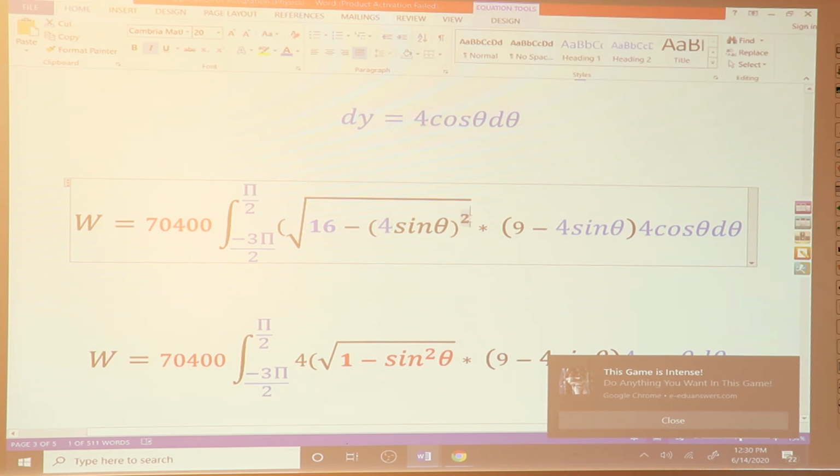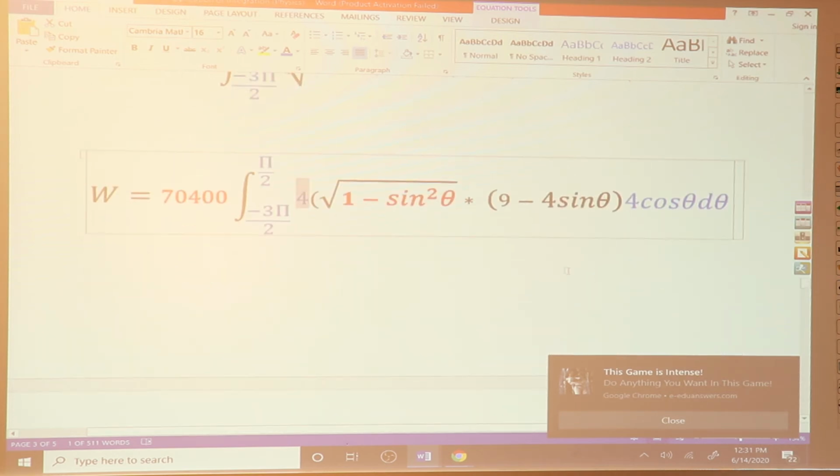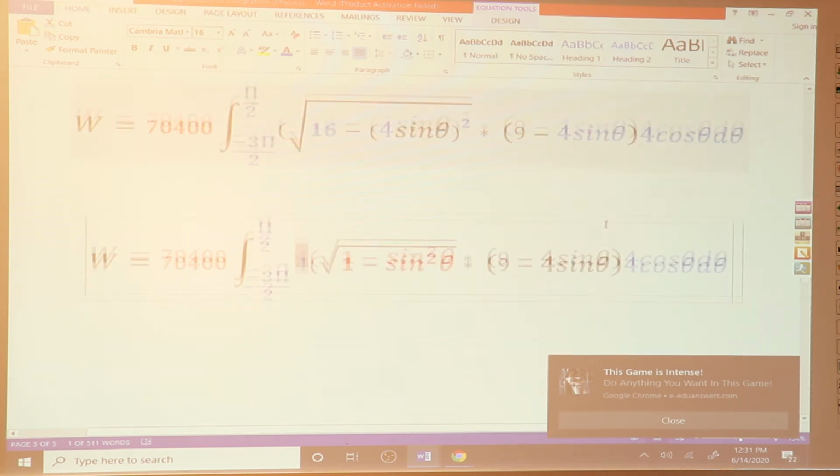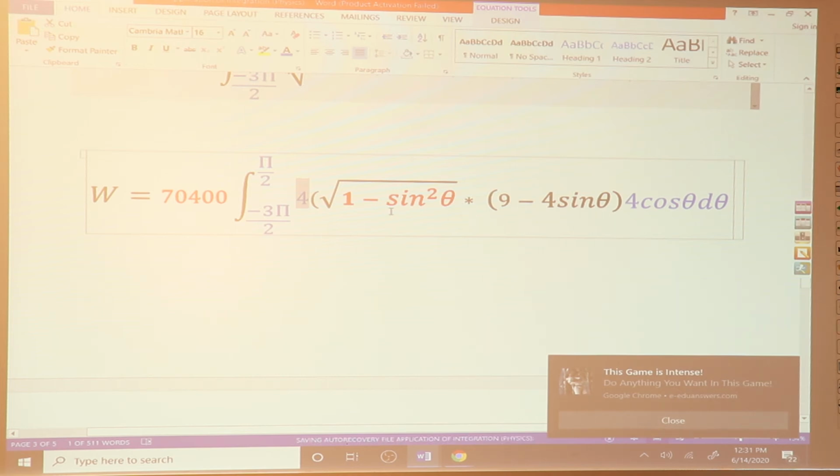This 16, when it goes out of the square root, becomes what? Look here. When you take it out, it becomes 4. Right? And here is left 1 minus sine square theta, and here 9 minus 4 sine theta cosine theta. Now, 1 minus sine square equals what? For you guys, this becomes cosine square theta.